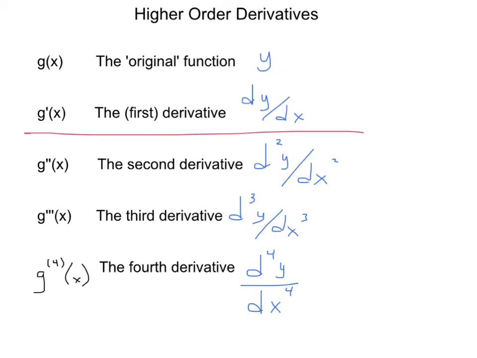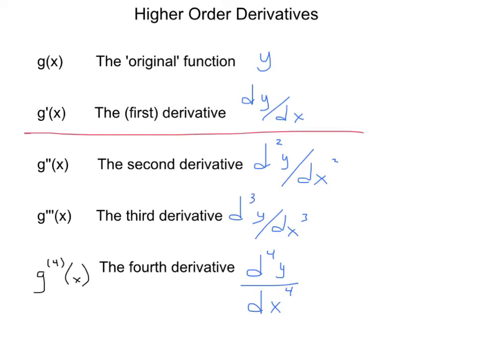The derivative, we've been calling something the derivative. It's really the first derivative. There's two different notations for that. One is g prime of x, and the other notation we've sometimes seen used is this dy dx. Right? So we're aware of that.